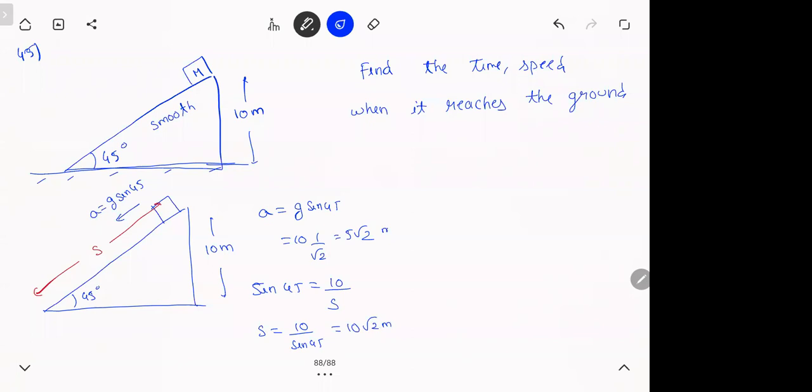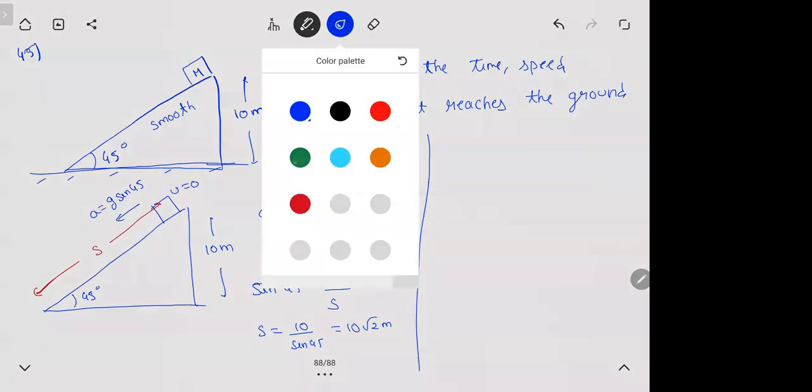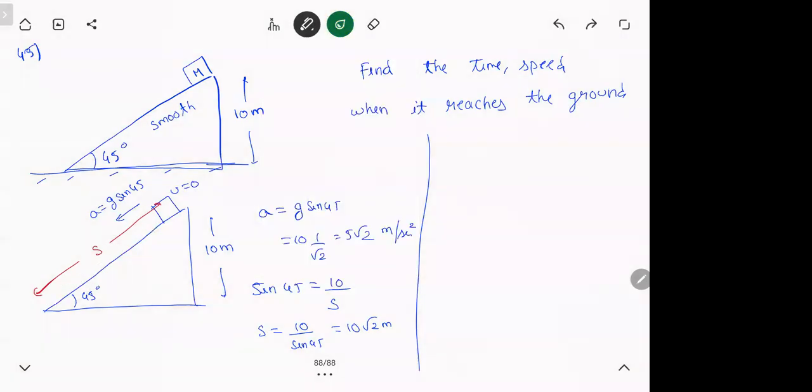So indirectly, the question became like this. Your initial speed is 0. Your kinematics is back. Basically this is your x-axis. Initial speed is 0, acceleration is 5 root 2, distance you want to travel is 10 root 2. You want time. S is ut plus half at square. S is 10 root 2, initial velocity is 0, acceleration 5 root 2, time square. Root 2 will cancel. 5 twos are 10, you get t square is 4. So time is 2 seconds.